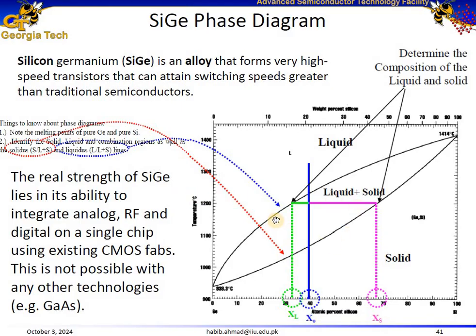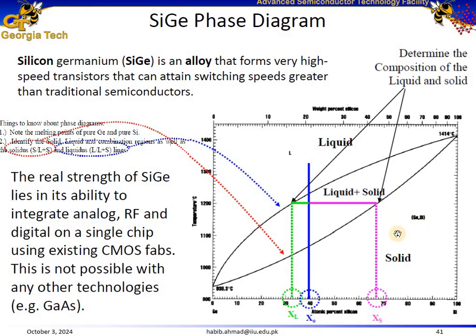Also on the phase diagram, we see the melting points. On the right side we have pure silicon, and the melting point of silicon is 1414 degrees C. Similarly, on the left end we have germanium, and the melting point of germanium is 938.2 degrees Celsius. Then we have the solid region, the liquid region, and the mixed region, where in the mixed region we have liquid plus solid state.